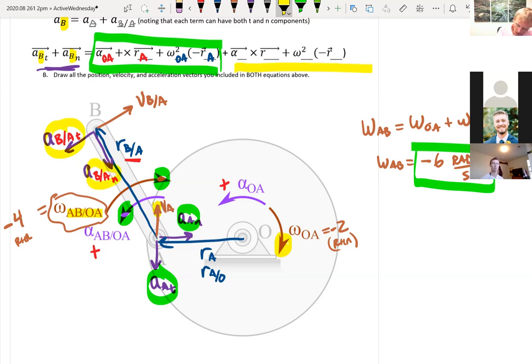And so now this is looking at the absolute acceleration and absolute omega. And so this would be my alpha of AB, my R of B relative to A, and my omega of AB, and my R of B relative to A.